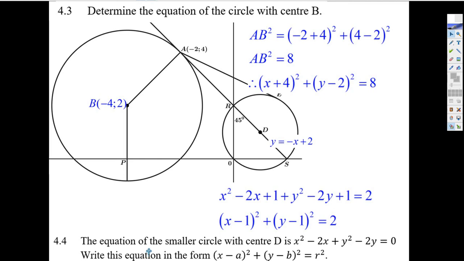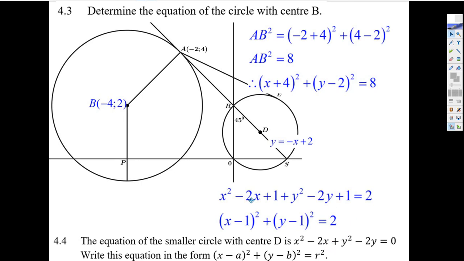Now the next question says the equation of the smaller circle, they give it to you. X squared minus 2x plus y squared minus 2y. You have to put it in the form of 2 brackets squared to be able to get it into the form of a circle. Well, let's just give this a try. We need to complete the square.